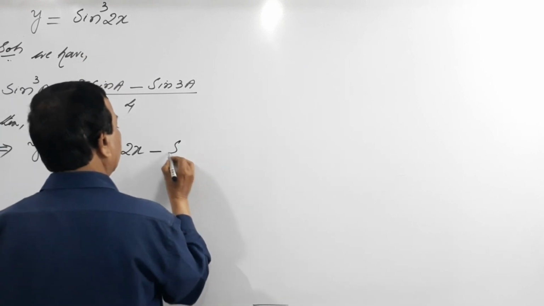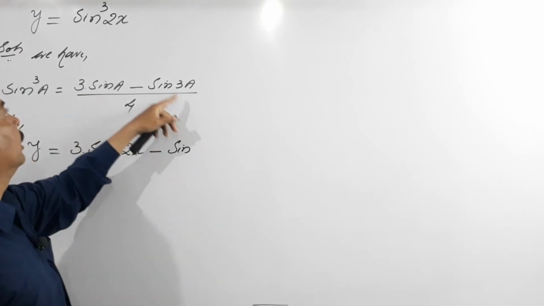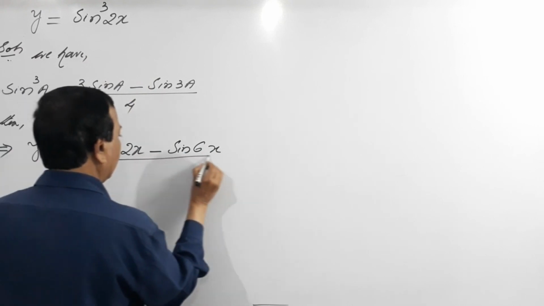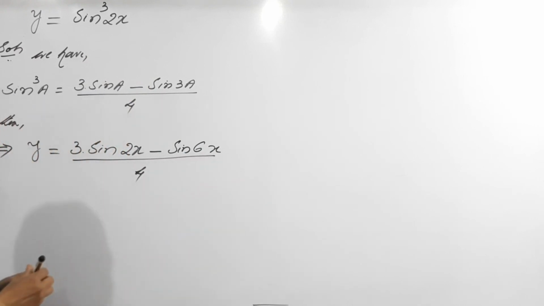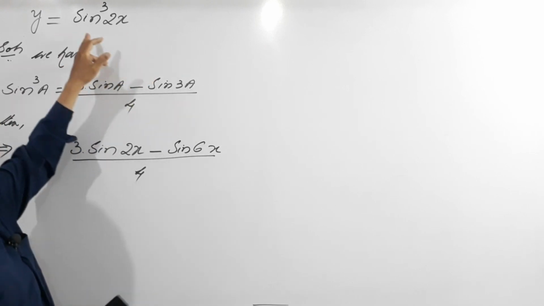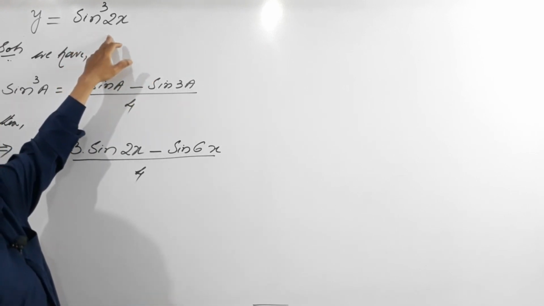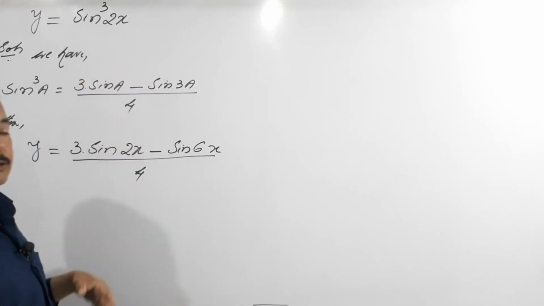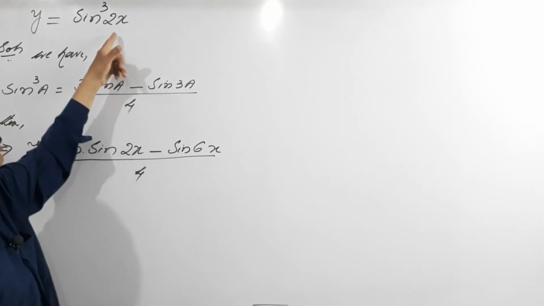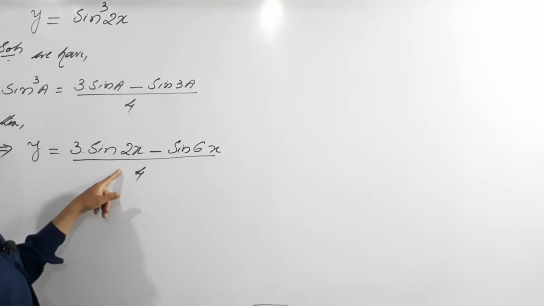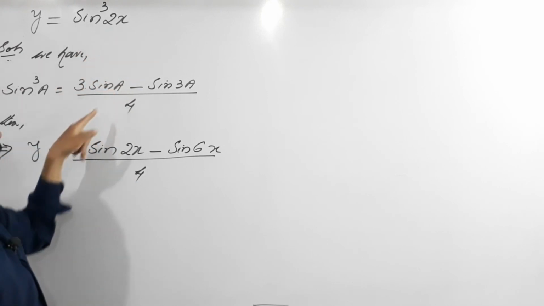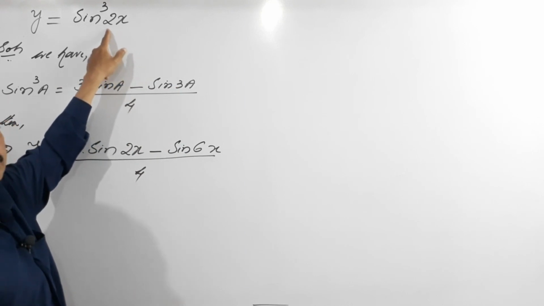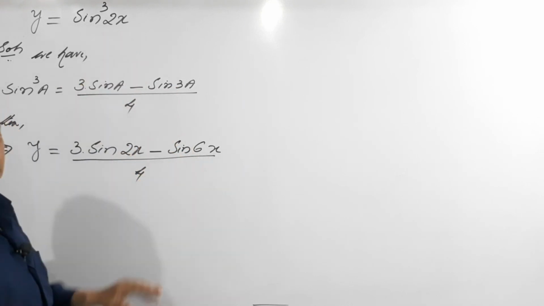minus sin 3 into 2, that becomes 6x by 4. So in the previous problem, if it had given cos cube 3x, then you should have multiplied that 3 by 3, which becomes 9. So here in this problem, sin a becomes sin 2x, because you have to multiply 2 into 1, which becomes 2x, minus 2 into 3, 6x. Remember, because of this 2 you have to multiply this 3 by 2, it becomes 6 by 4.